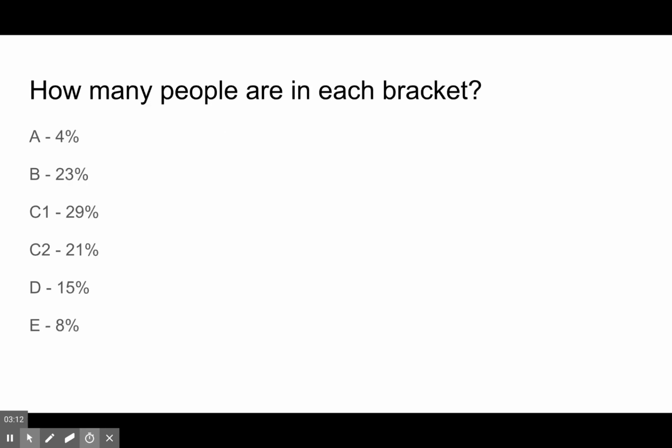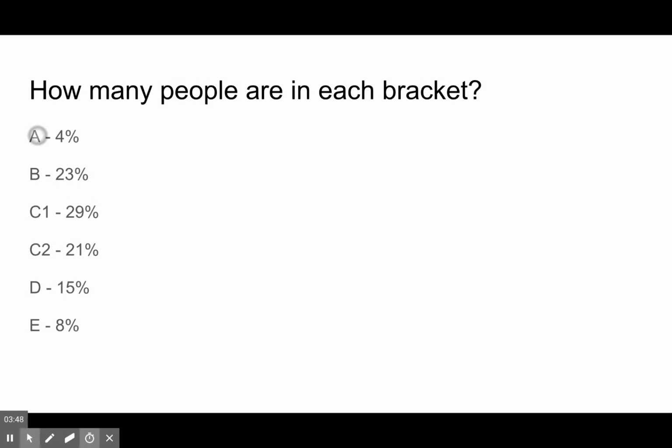If you break down the averages of society, you tend to find 4% of people are in bracket A, 23% are in bracket B, 29% are in bracket C1, and then 21% are in bracket C2. And then at the bottom, you've got D with 15% and E with 8%. Now, generally, media products target this set here, A to C1. This is because, number one, it's quite a broad spectrum of people, but also all of them have a relatively decent amount of disposable income.